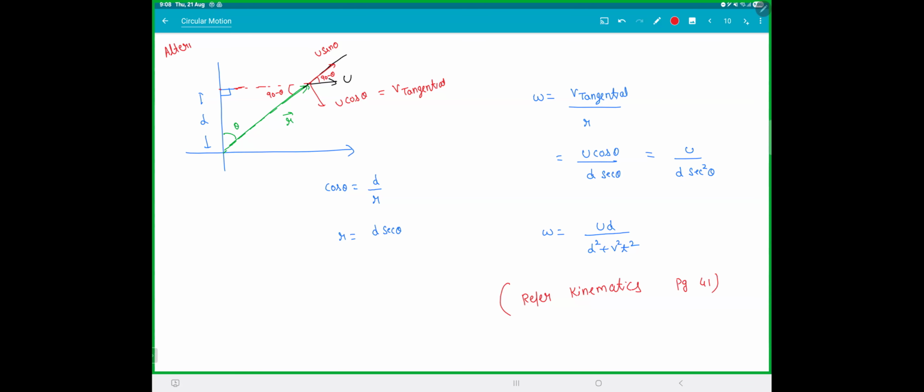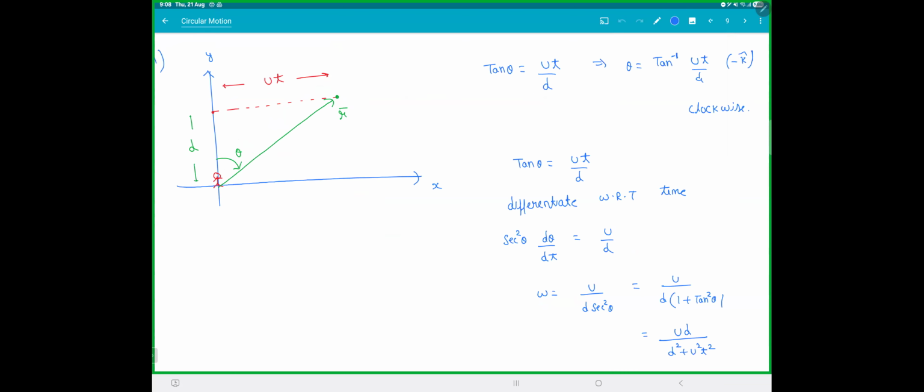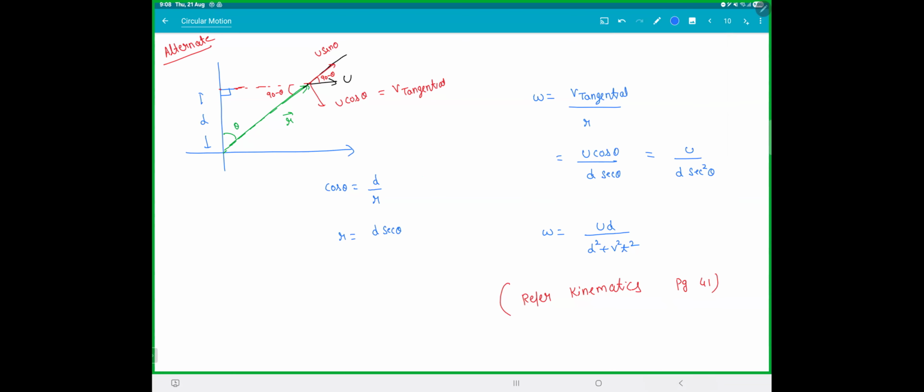Now this will be useful. You will see why. Because in the calculus part now, if the problem becomes complex, you won't be able to understand. So let's say a question like that. Any doubts on this? So either you can do it with pure calculus or you can use this logic, resolve the velocities and get V tangential.